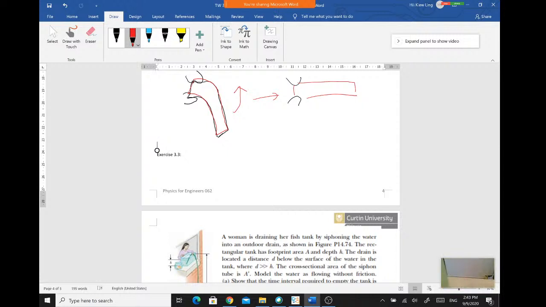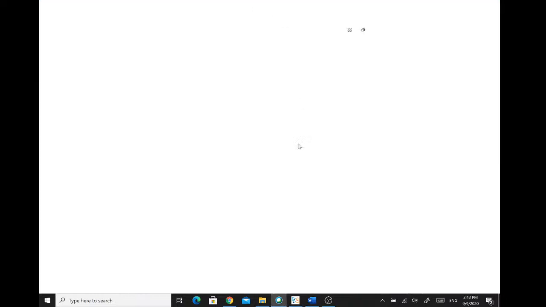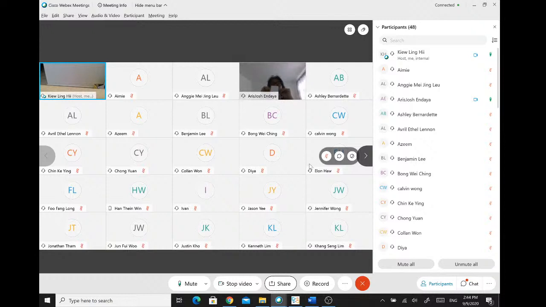Anyone want to demonstrate? So let's turn off the sharing. Wait, I haven't seen. Anyone wants to demonstrate? So yeah. Can we have a side view? Okay.